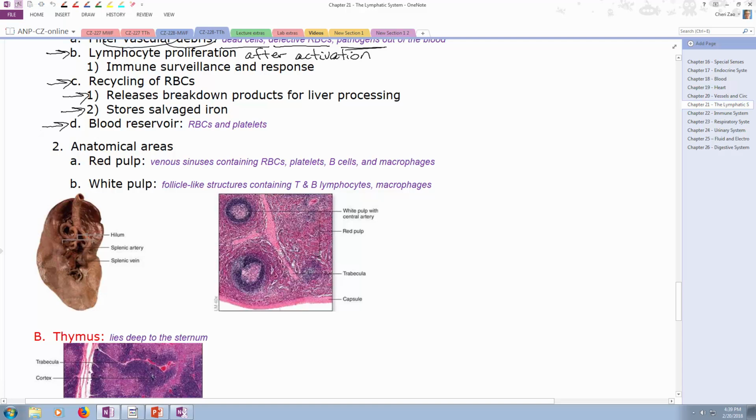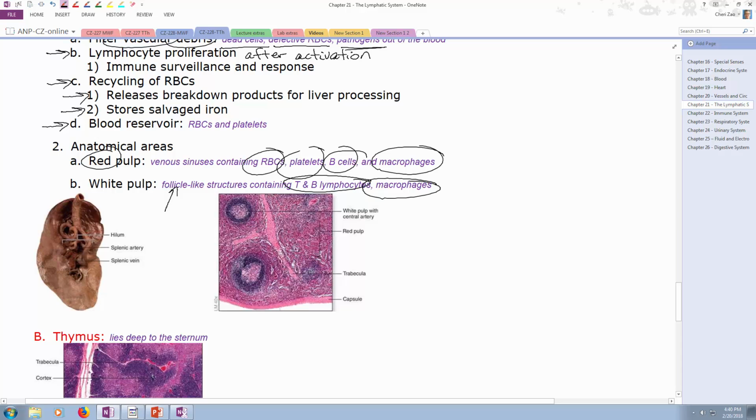Anatomically, when you take a look at the spleen, we have two distinct areas, red pulp and white pulp. The red pulp sounds like blood to me, and indeed, venous sinuses, which remember are kind of big, leaky capillaries containing red blood cells, platelets, B cells, and macrophages, are all in the red pulp. The white pulp looks like our follicles or our nodules, and they contain T and B lymphocytes and macrophages.